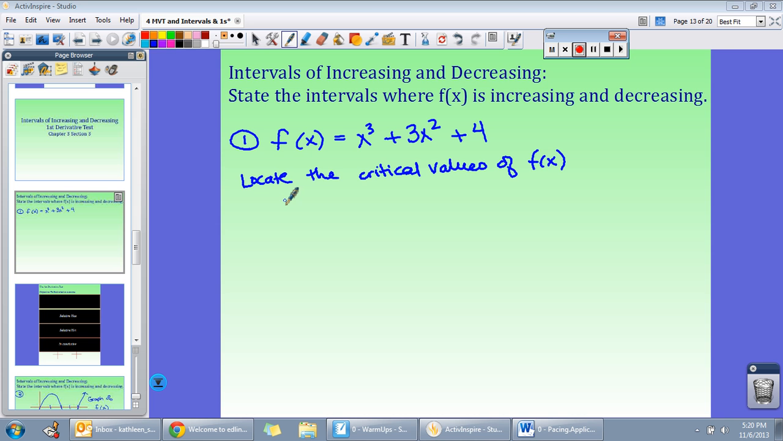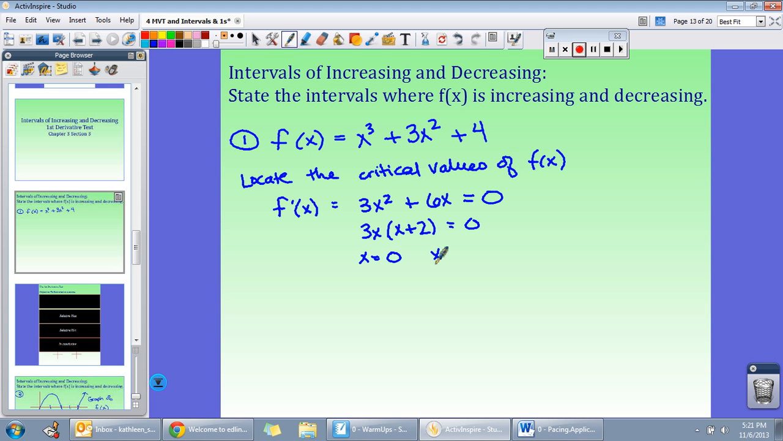By now we're all getting pretty good at this, so we're going to take the derivative of f of x, 3x squared plus 6x, and set that equal to 0. When you solve for x, let's factor out the GCF, and then our two critical values are 0 and -2.